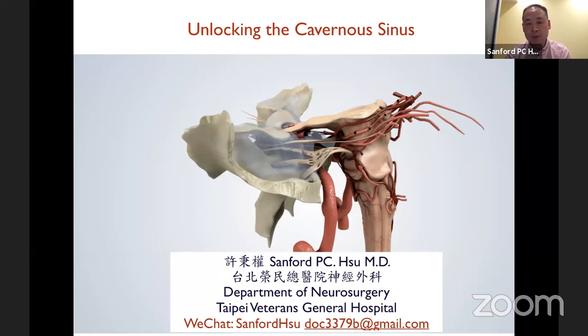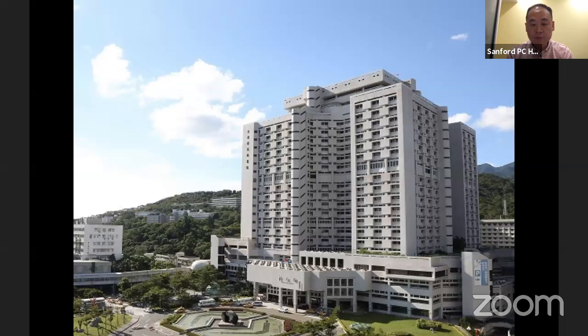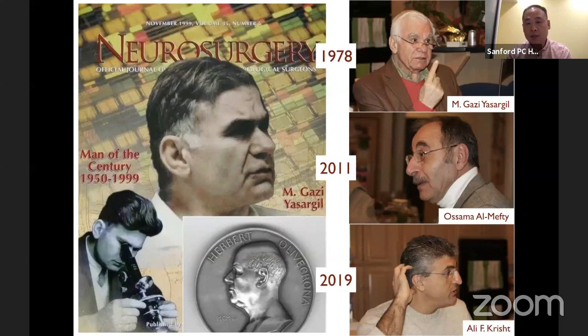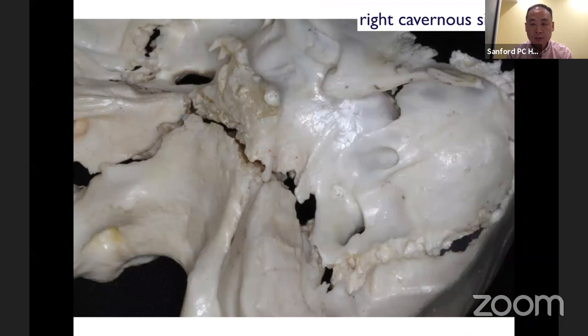I'm from Taipei Veterans General Hospital in Taipei. I was the fellow with Dr. Krish from 2007 to 2009. I was lucky that when I stayed in Little Rock, I had three great mentors: Professor Yasargil, Professor Mahapatra, and Dr. Krish. Today, I would like to share my concepts from the basics to the clinical.